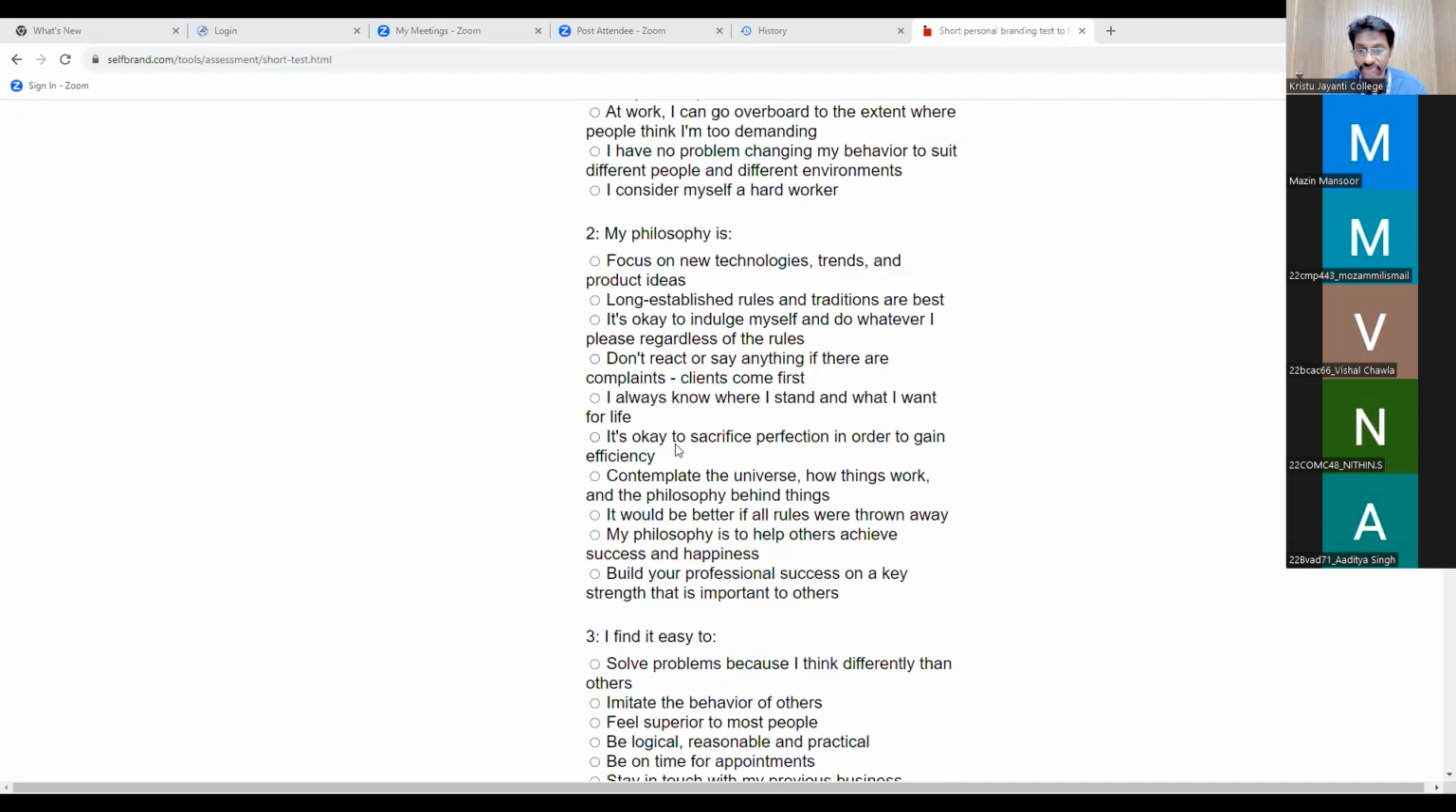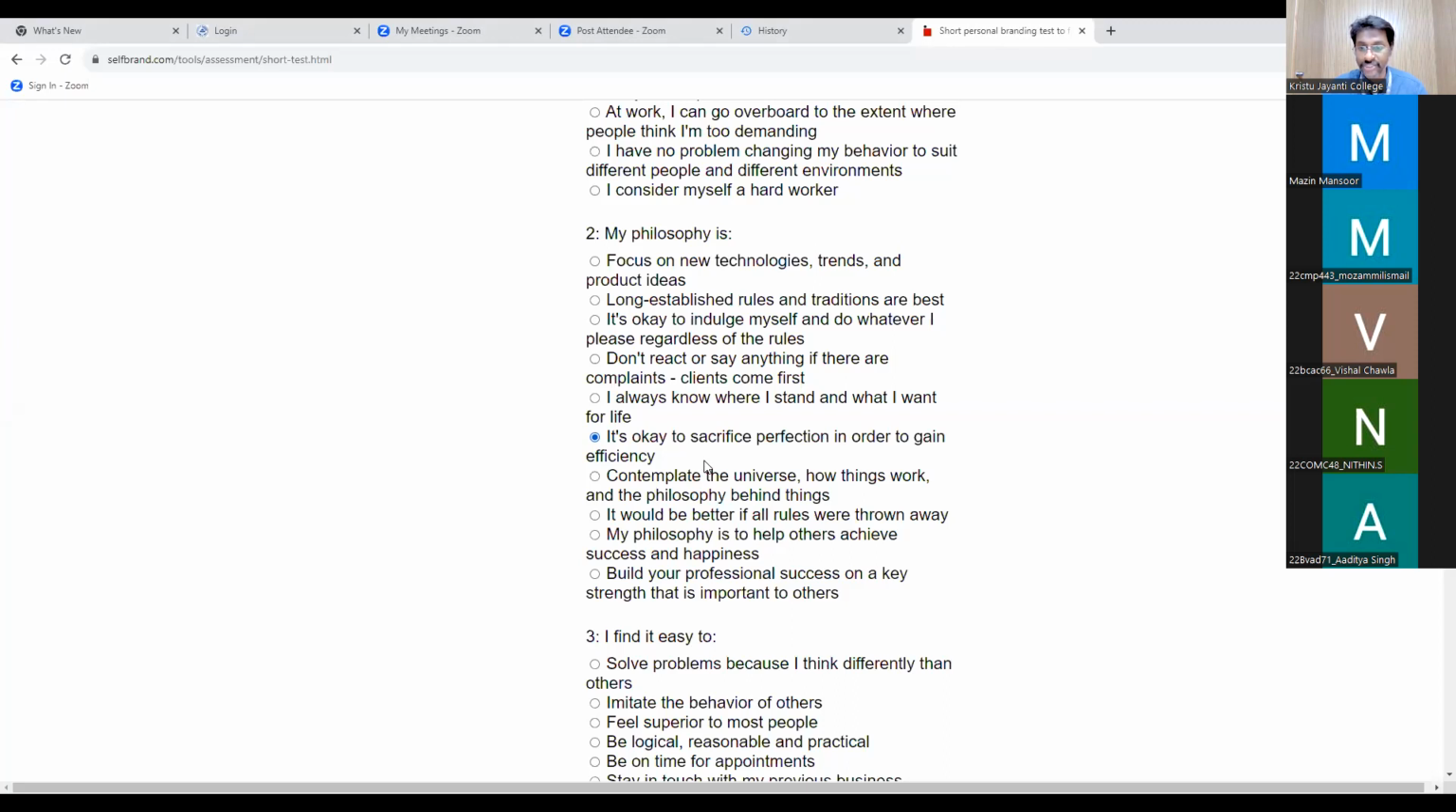It's okay to sacrifice perfection in order to gain efficiency. Contemplate the universe, how things work, and the philosophy behind things. It would be better if all the rules were thrown away. Build your professional success on key strengths that are important to others. So, what is your philosophy on this?